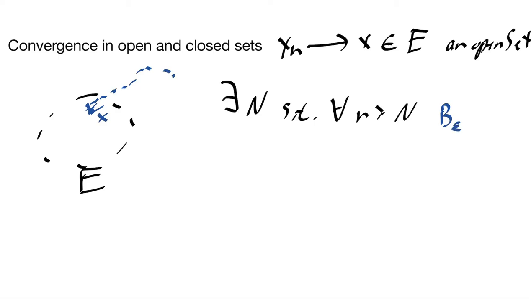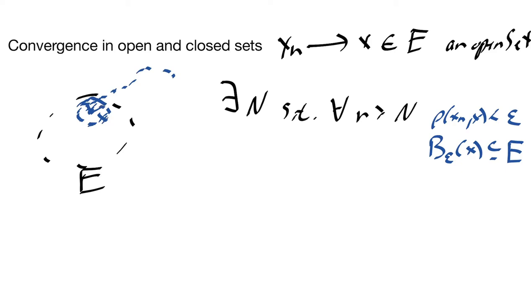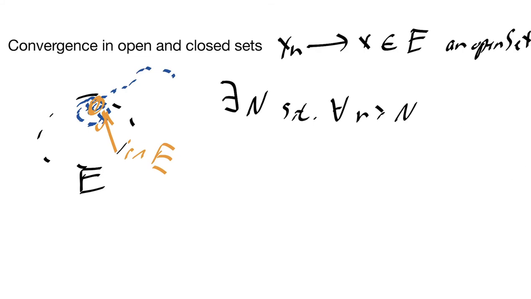rho of xn and x is less than epsilon. But notice what this is really saying is that the ball of radius epsilon about x is contained in my set E. So if I make my ball small enough, I get a ball around here that's always inside my E. What I'm really saying is that if I have convergence, then at some point along my sequence, I reach a point where every point in my sequence must still be in E. So I can't have a bunch of points that aren't in E converging to something that is in E. So what I would like to say is that there exists an N such that for all n greater than N, xn is an element of our set E.